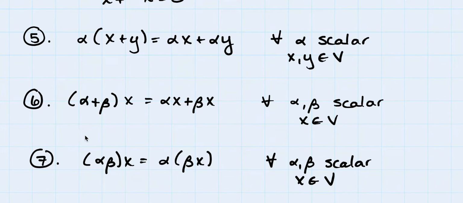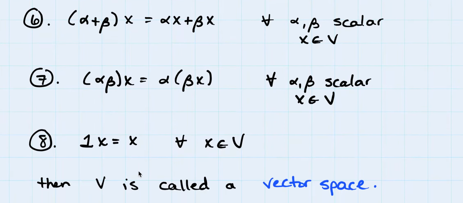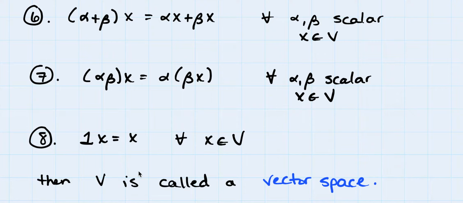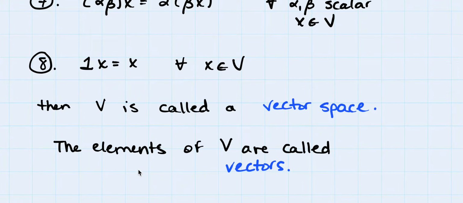We see that scalar multiplication is associative. And the last property is that whenever we take a vector and multiply it by the number 1, we get the vector again. If you have all of these properties, then we call V a vector space. And the elements of V are vectors.